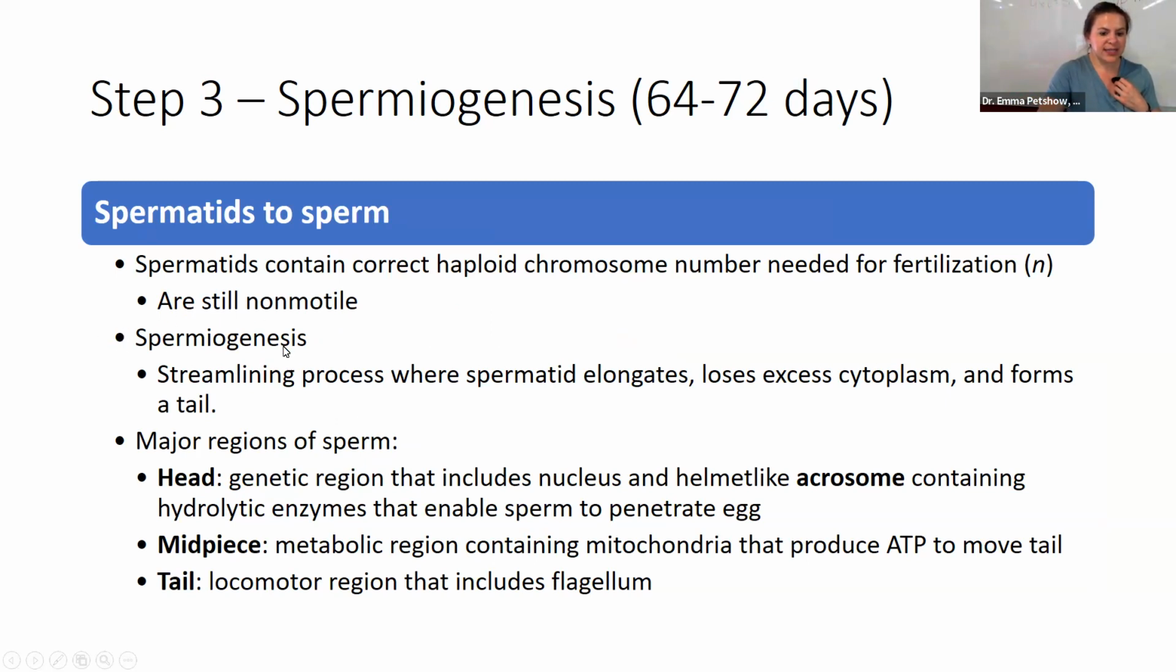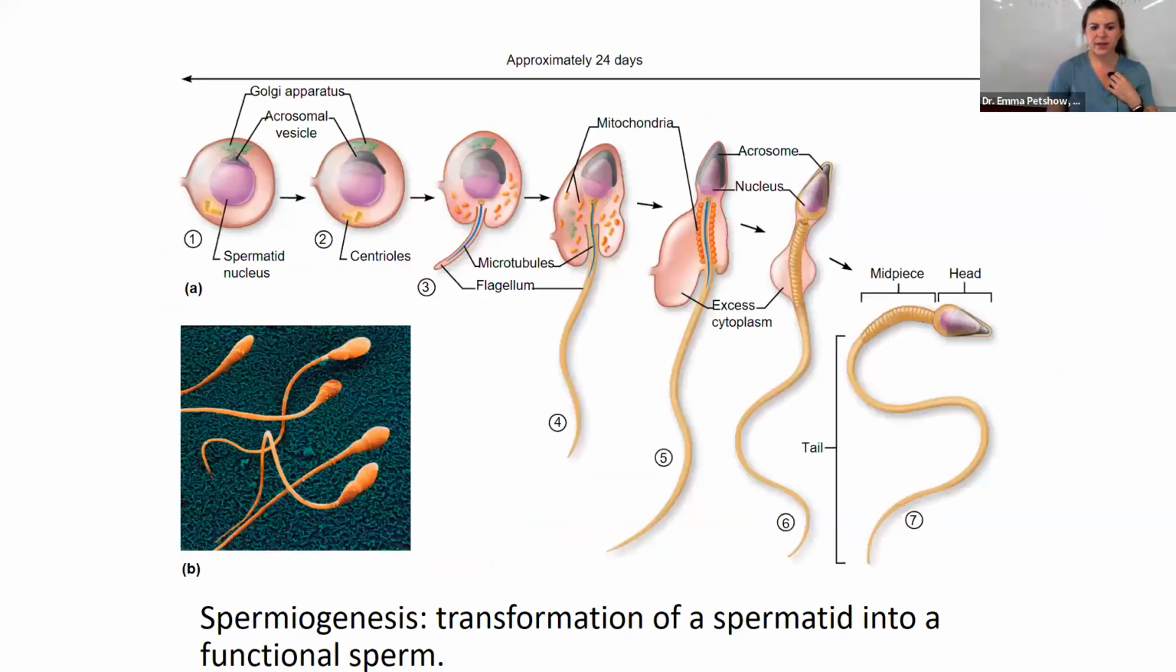During spermiogenesis, the spermatid elongates, loses cytoplasm, and forms a tail. Once you go from spermatid to sperm, you'll see the 3 major regions: the head, the midpiece, and the tail. So that's this last stage. So mitosis, meiosis, spermiogenesis. Okay, this is the process you'd see.